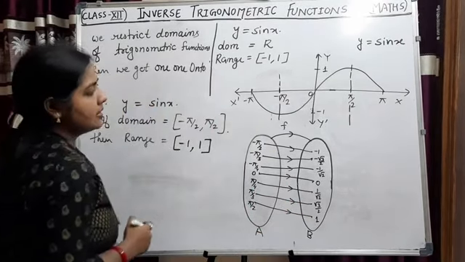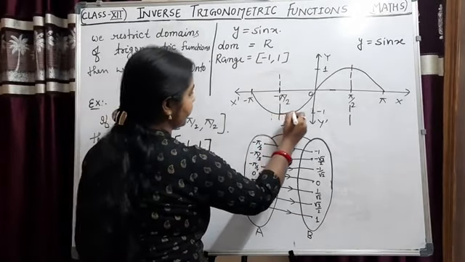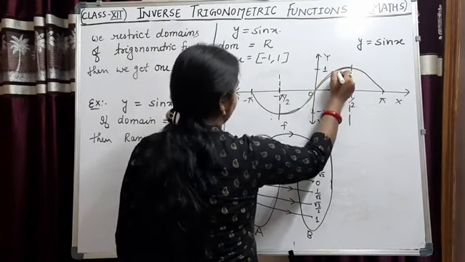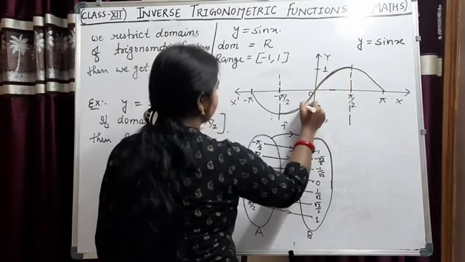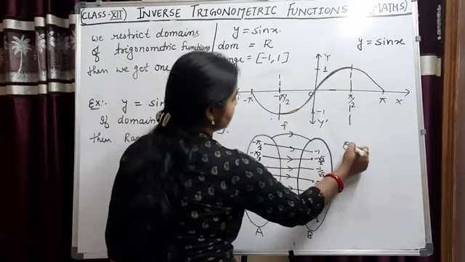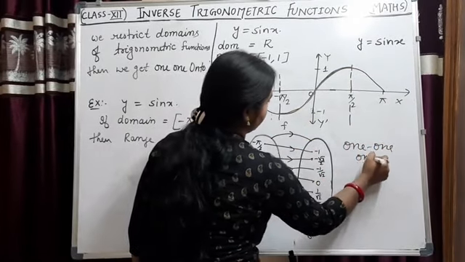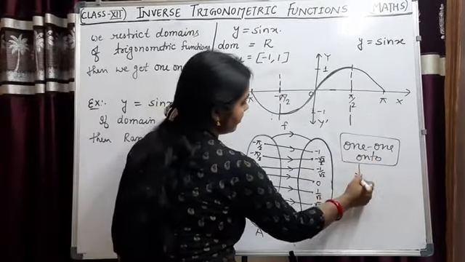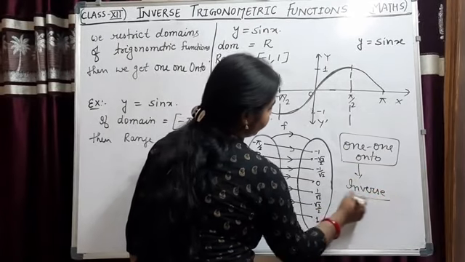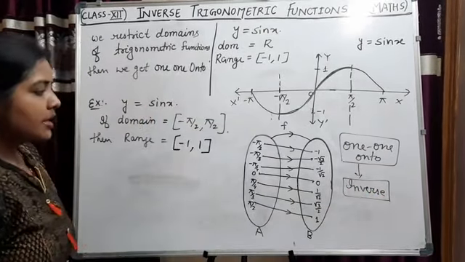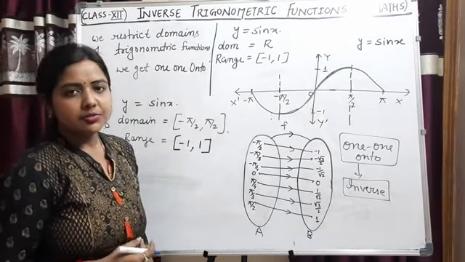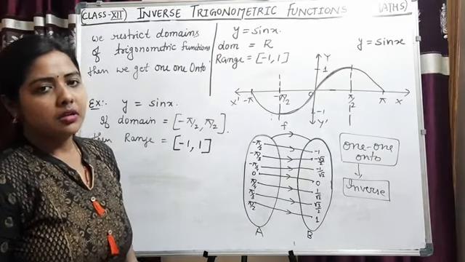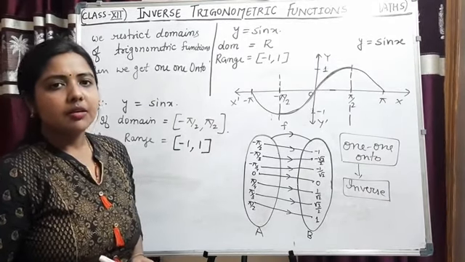By the graph also you can understand there is no repetition of the function values, means this is 1-1 and onto also. So if a function is 1-1 onto, then only we can find the inverse of that function. By a similar process we can take restrictions of domains in other trigonometric functions also, and we can find the inverse of all trigonometric functions.